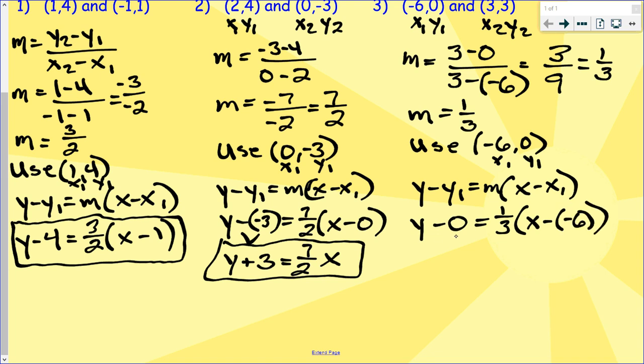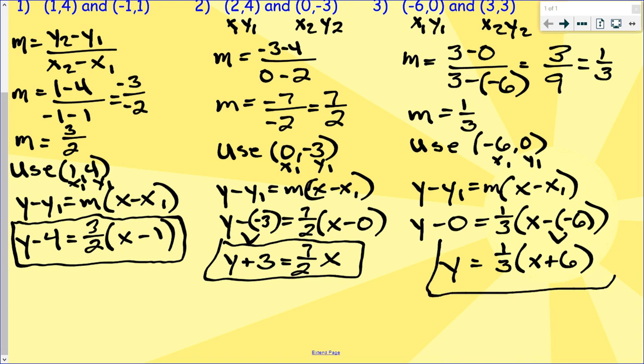y minus 0 is the same thing as just y. So we should simplify that to just y. And then again, minus a negative is the same thing as plus. So we should change that to x plus 6. And there you go. So that's writing an equation in point slope form given 2 points on the line.